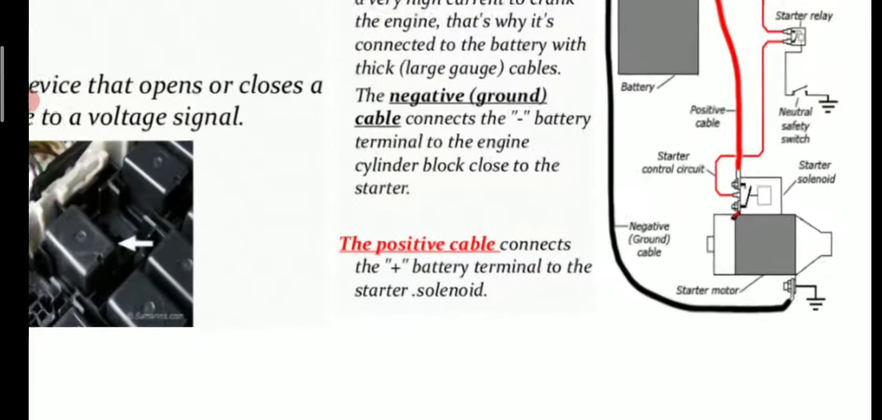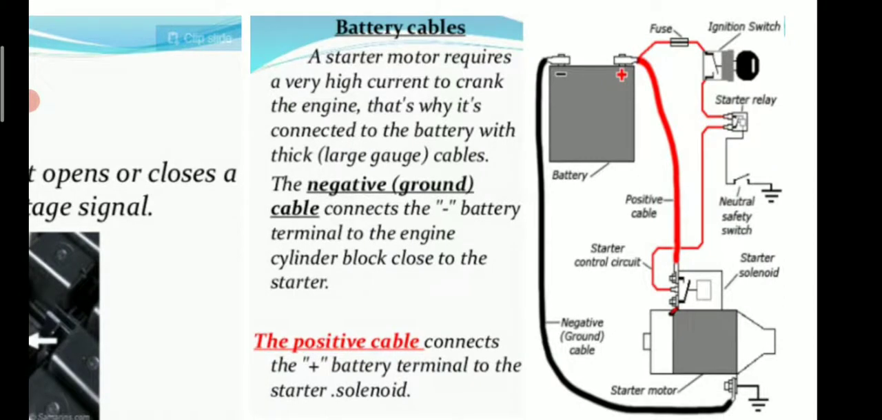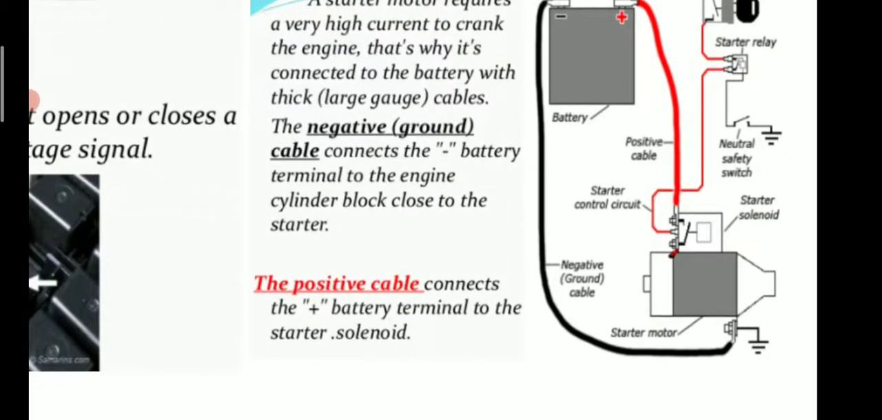And battery cables, you can see the nature of the battery cables in this picture. A starter motor requires a very high current to crank the engine, that is why it is connected to the battery with thick cables. The negative cable, or ground cable, connects the battery terminal to the engine cylinder block close to the starter, and the positive cable connects the positive battery terminal to the starter solenoid.